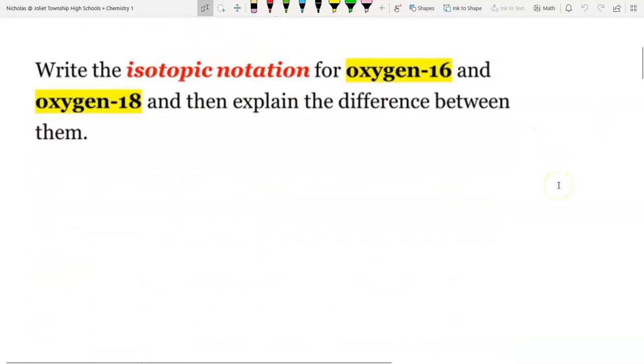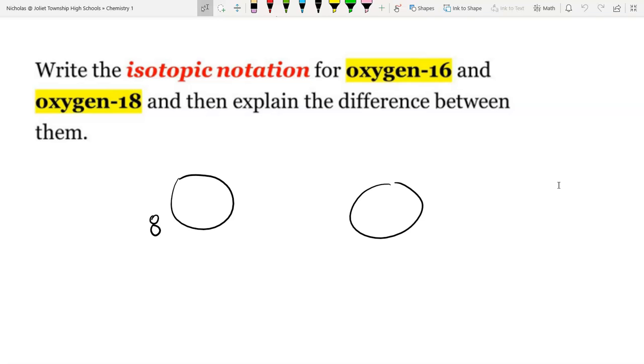All right, the next question says, write the isotopic notation of oxygen 16 and oxygen 18, and then explain the difference between them. Well, we have 8 protons for each of these oxygen atoms, isotopes. Next we want oxygen 16 for one of them and oxygen 18 for the other.